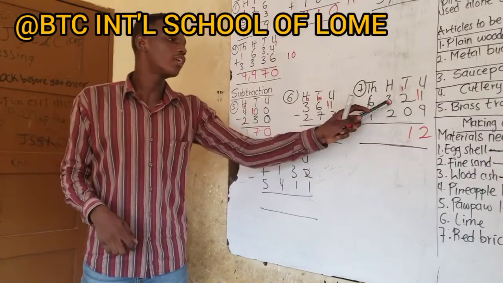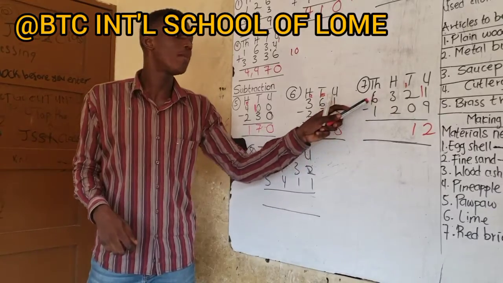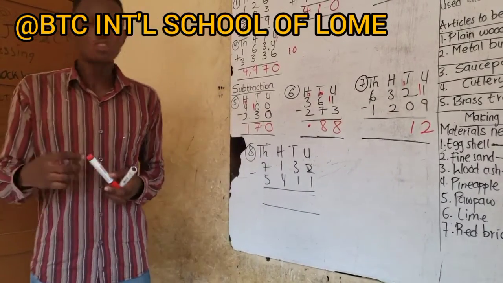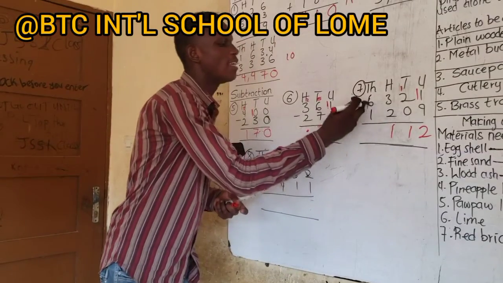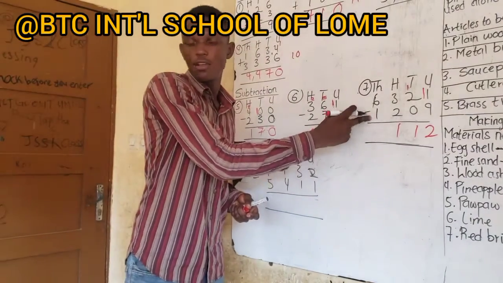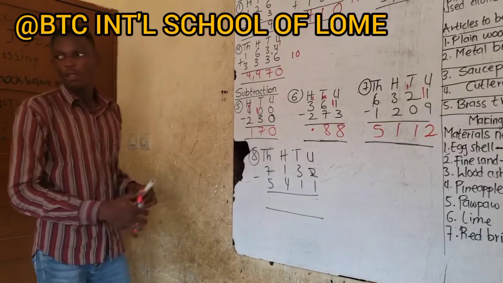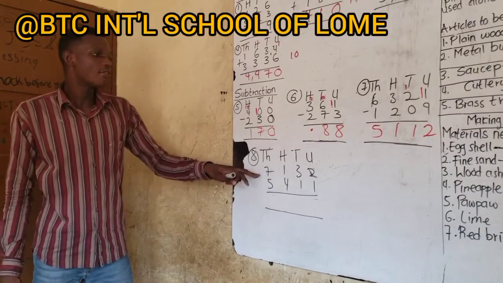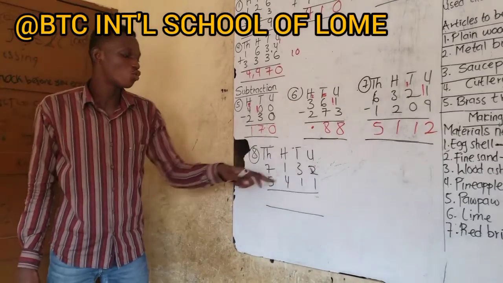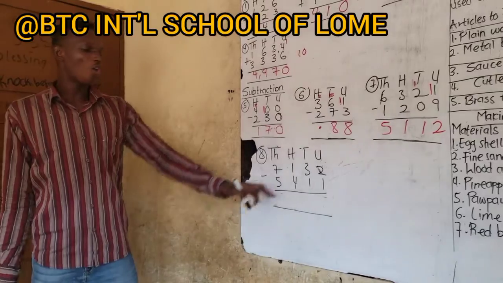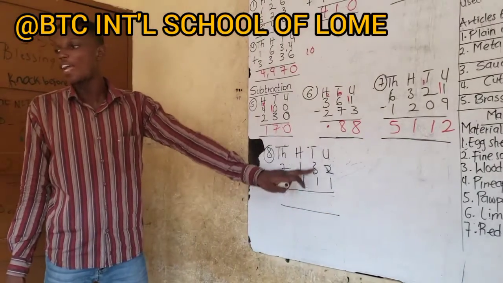Alright, so we have 3 minus 2. What is it going to give us? 1. That's correct. And finally, 6 minus 1 is giving us 5. Alright, let's go over to the last question. We have 7,132 minus 5,411. Just like I said, we always start subtracting from our units.